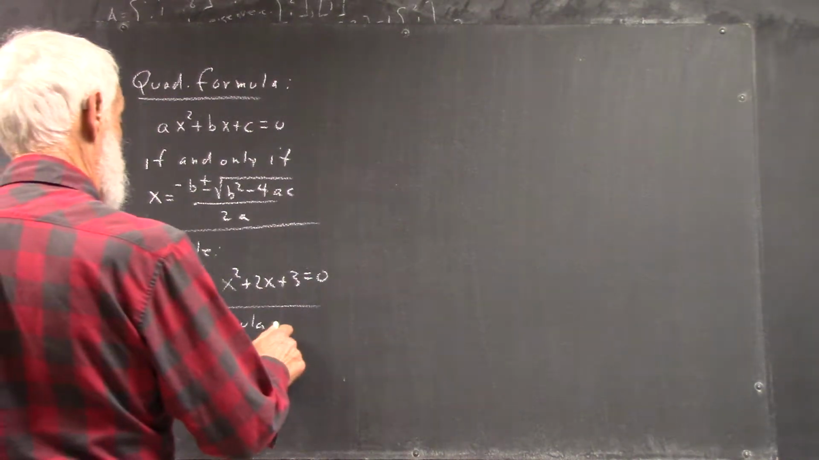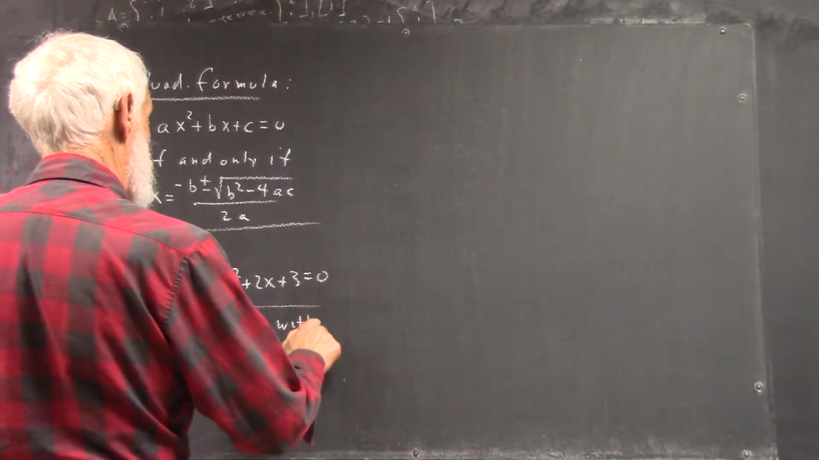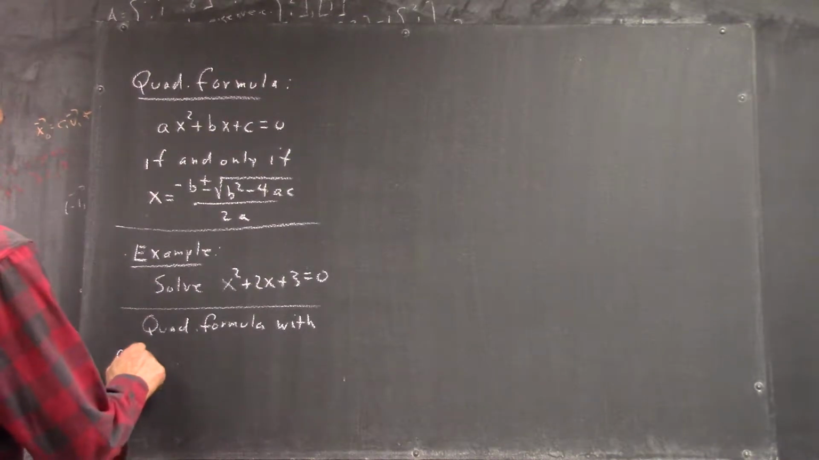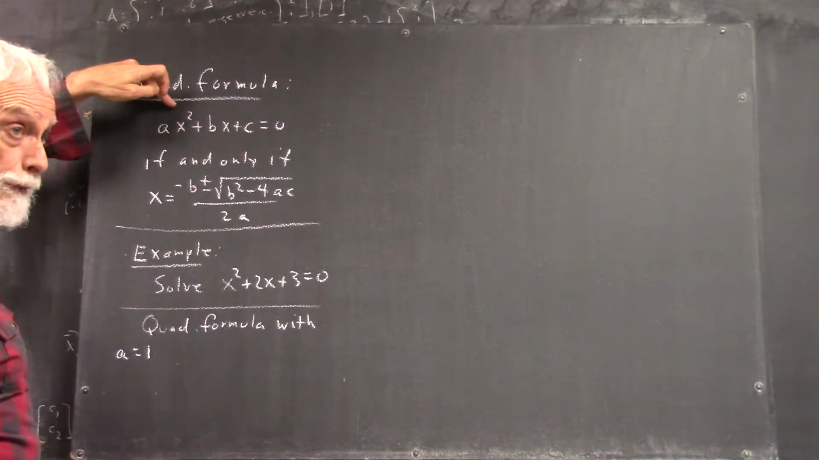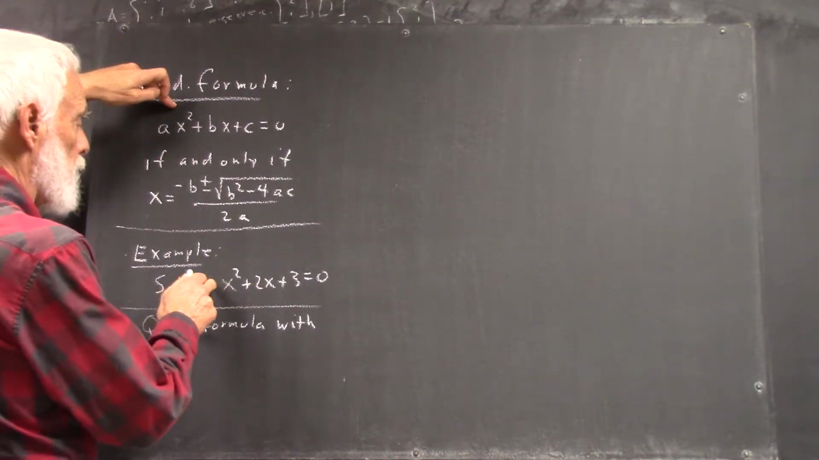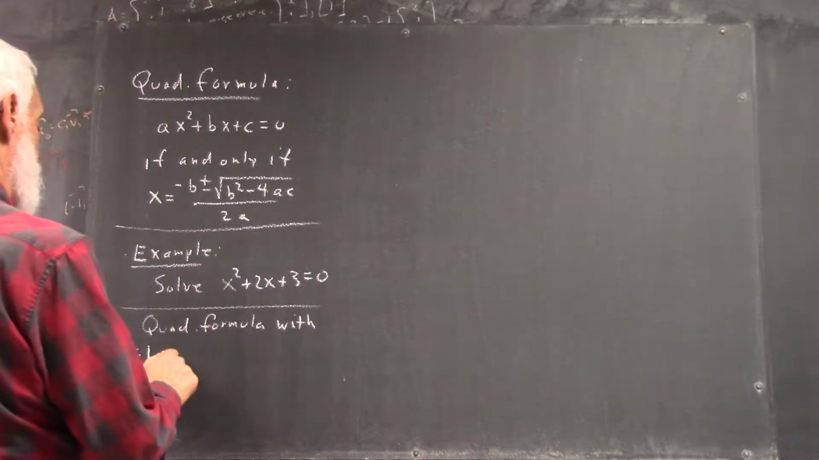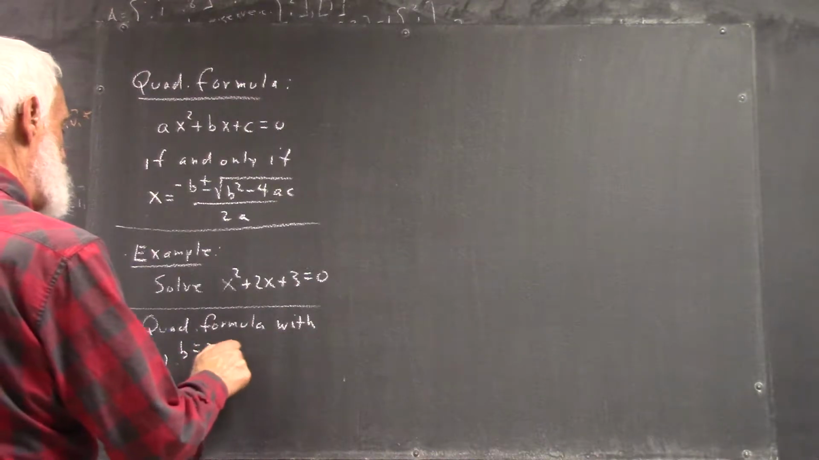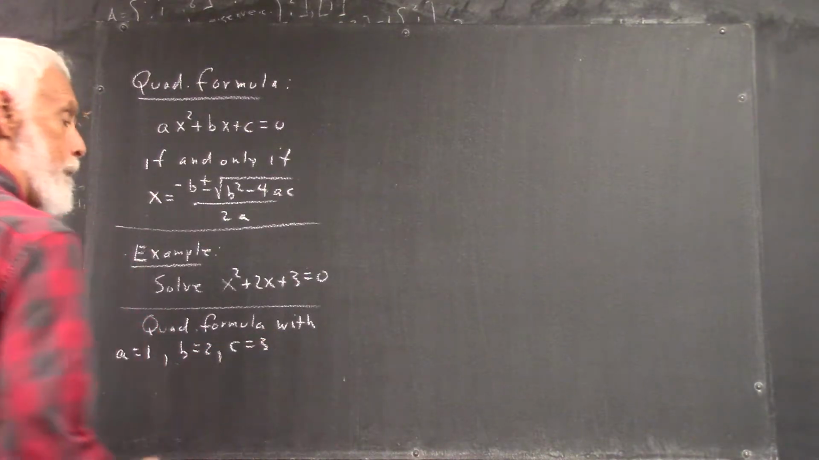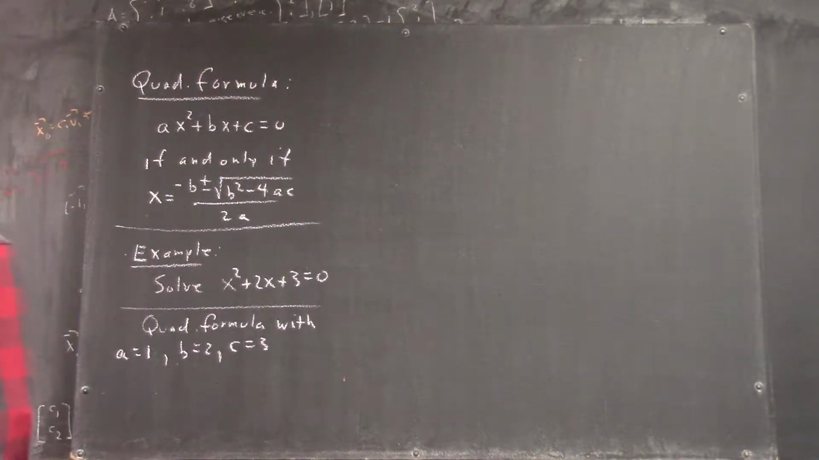We use the quadratic formula, and I believe you understand that a would be 1 because a is the number in front of x squared. There's no 1 written in front of there, but there could be. So implicitly there's a 1 there. And b equals 2, and c equals 3. Okay?